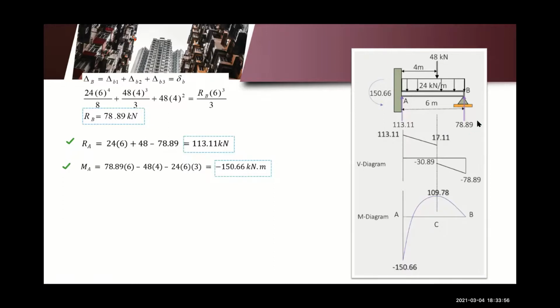After nyo makompute yung isang reaction, magiging statically determinate na siya, so pwede nyo nang gamitin yung equations of equilibrium. And then, after computing for your reaction at A and moment at A, we will draw your shear and moment diagram. Okay, so, would you like me to explain yung shear and moment diagram or wag na? Recap lang? Okay na to?